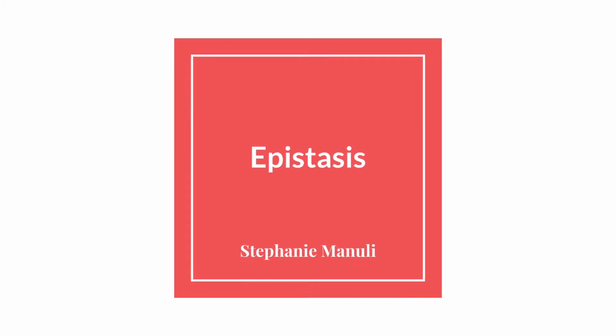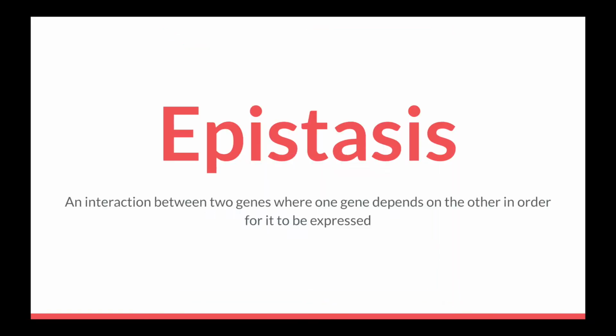Today we are going to talk a little about epistasis. Epistasis is the interaction between two genes where one gene depends on the other in order for it to be expressed. Epistasis results in two or more genotypes sharing the same phenotype.